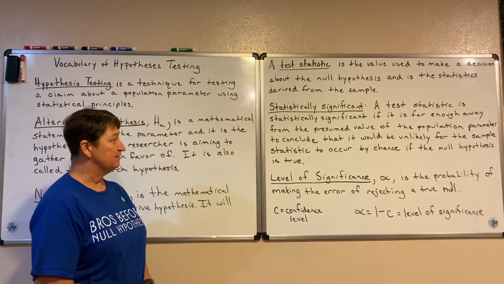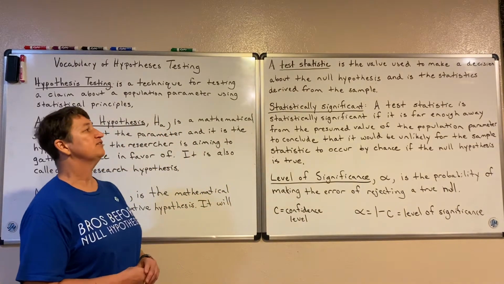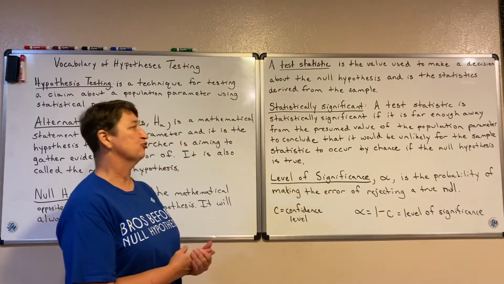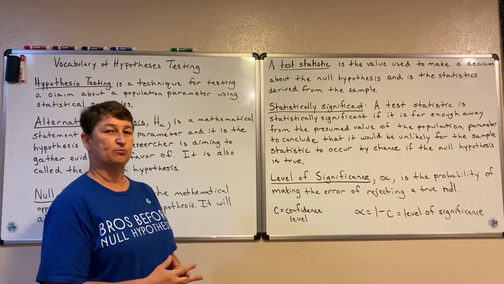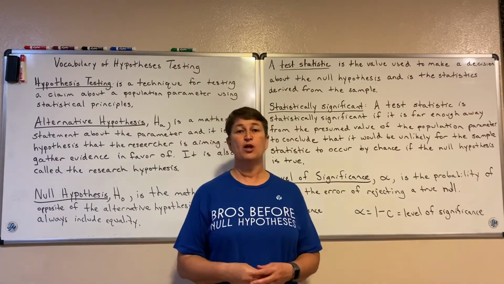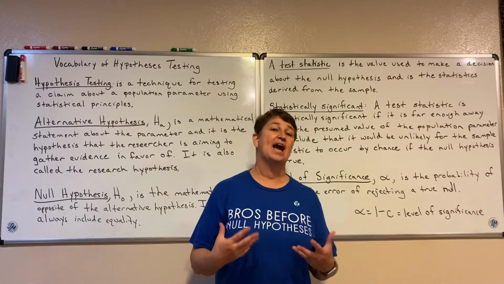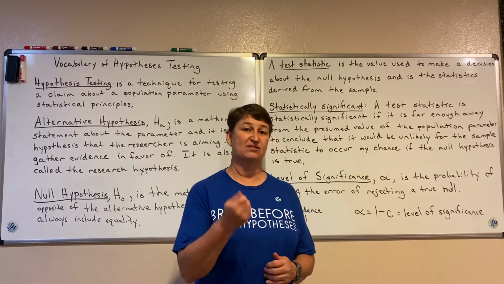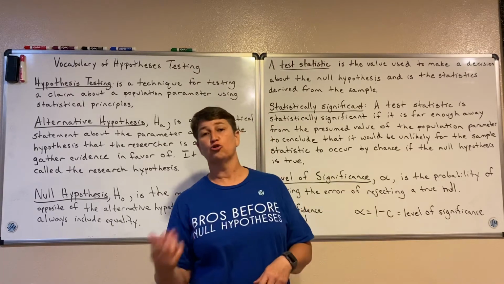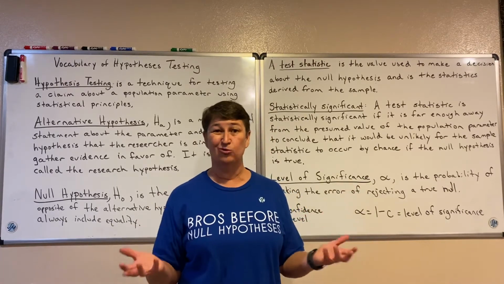Then a test statistic is the value used to make a decision about the null hypothesis, and it's a statistic derived from the sample. So let me explain a minute. We have some parameter out there that we think is true. But the researcher decides, hey, I have some hypothesis that maybe that parameter is too high, or too low, or it's just not equal to that.